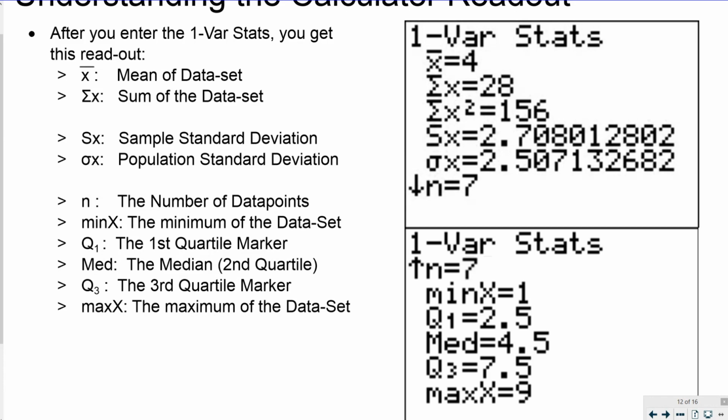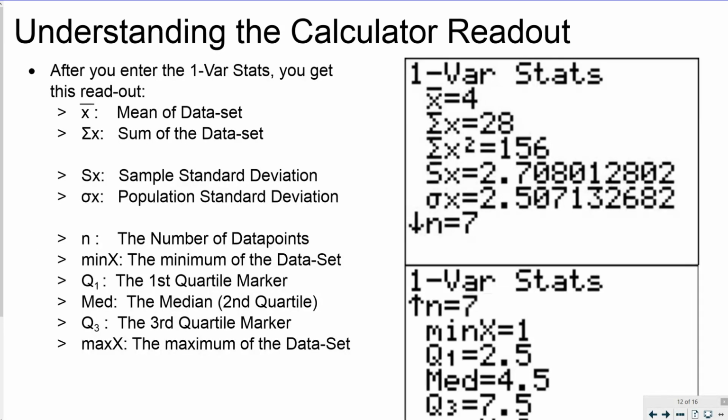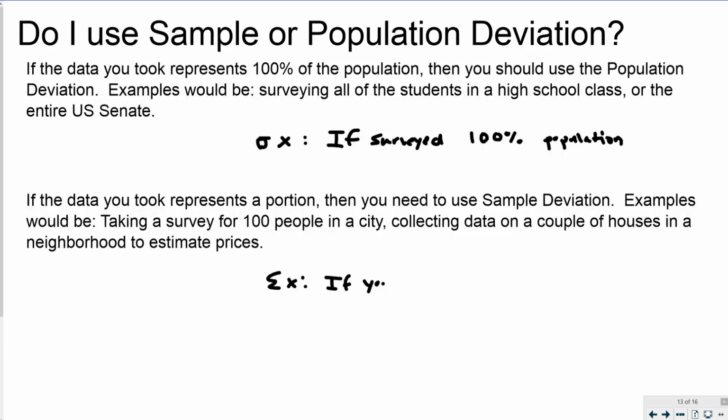So just going back to the sample and population standard deviation: which one of those do I use? If you took data that represents 100% of the population that you are making an inference about, then you use the population deviation, which was this one down here. You're going to use this if you surveyed 100% of the population. On the calculator, you use sigma x. If you did not survey 100% of people, you use the sample.